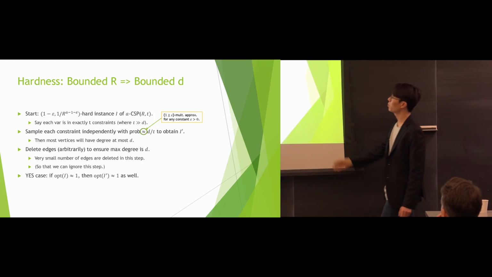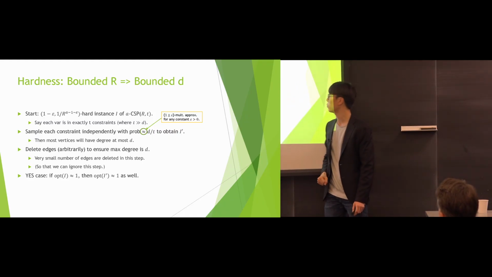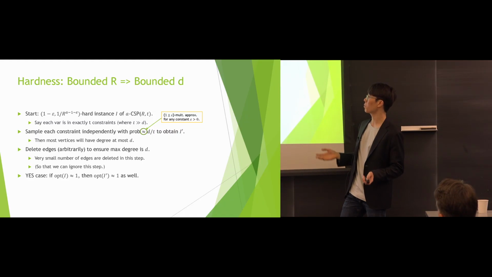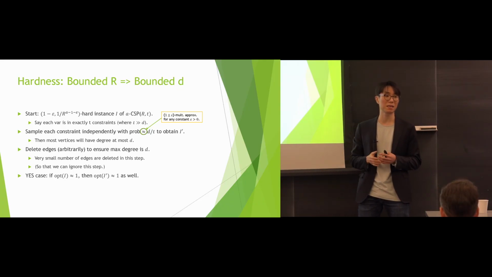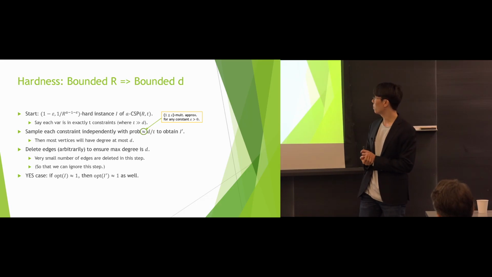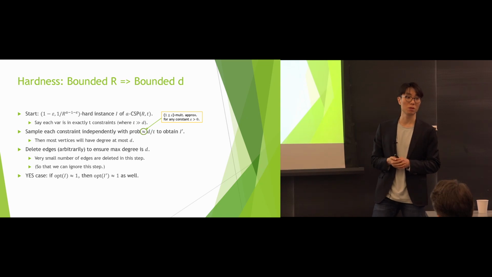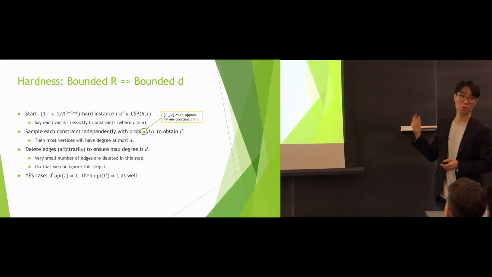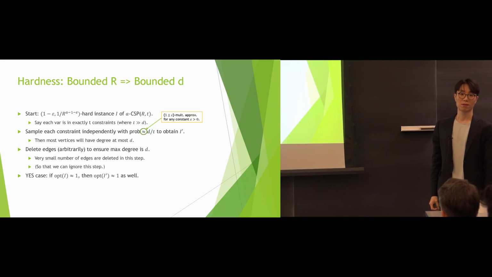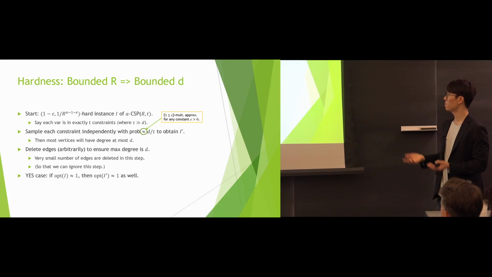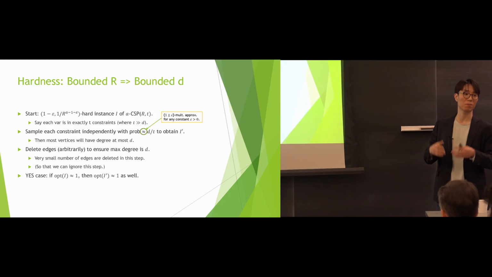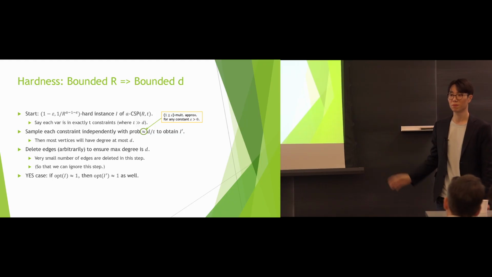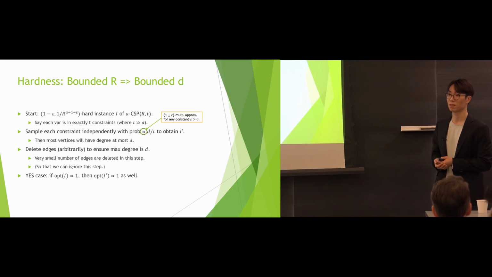If you sample everything with probability d over t, or slightly less than that, one can easily see that most vertices will have degree at most d. If some vertices' degree exceeds d, then I can just delete arbitrary edges. One can easily see that the number of such deleted edges will be small, so we're going to ignore this step, and that's the whole reduction. Just start from the instance, sample with probability slightly less than d over t, and if anything goes over d, just delete edges to make sure the degree is at most d.